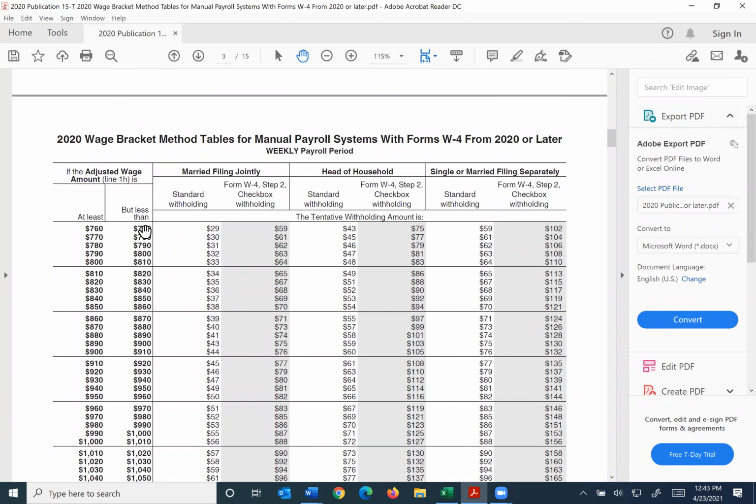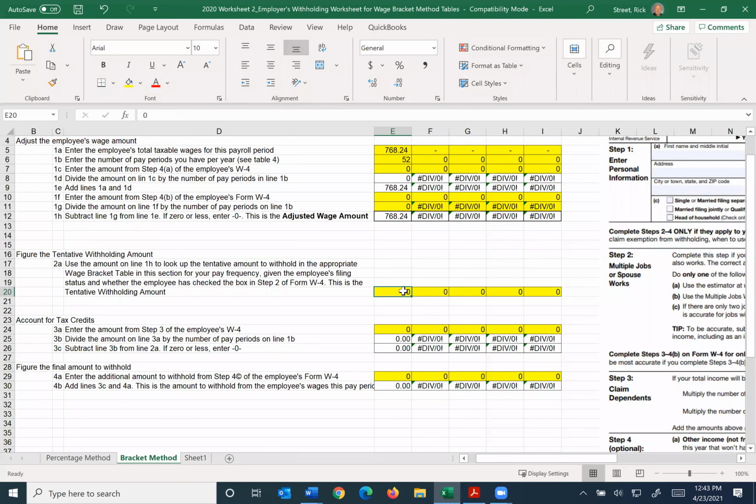Come all the way across and we see that the taxes for this individual is 102. Go back, put 102 here. And since there's nothing else to add, there's no amount of allowances for dependent children, and there's no allowances for other dependents, then this is the amount of tax that we withhold using this method. Let's do another one.